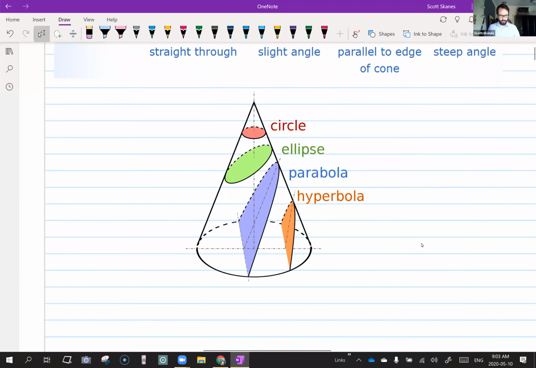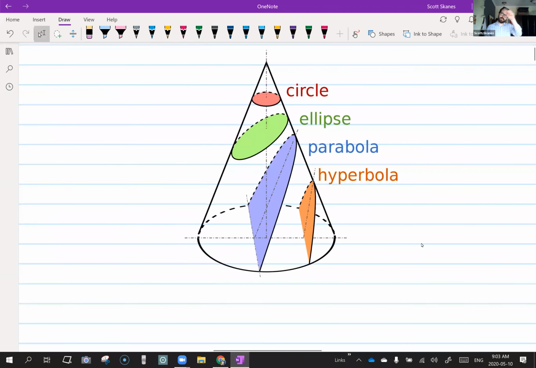Maybe this is a little more clear. You can take one cone and slice it in different ways. This is, of course, 3D. And you get 4 different shapes: circles, ellipses, parabolas, and hyperbolas. Today, we're doing parabolas and circles. That might seem like a lot of work, but once we get into it, I think you'll see it's actually not too complicated.